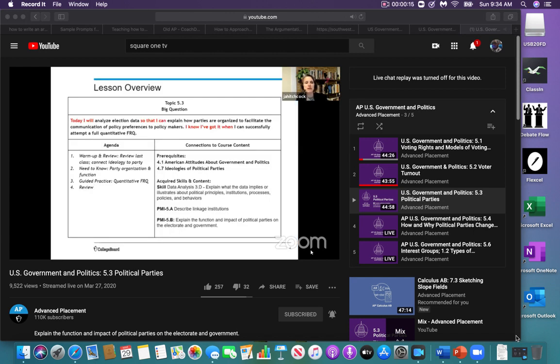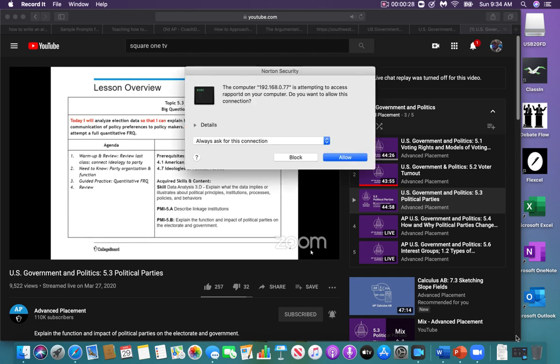Today, we are going to be taking a look at analyzing election data so that we can explain how parties are organized to facilitate the communication of policy preferences to policymakers. And you'll know you got it when you can successfully attempt a full quantitative FRQ. Woohoo! A little bit of thing to do for you over the weekend.